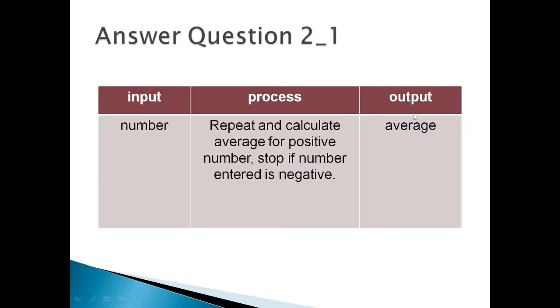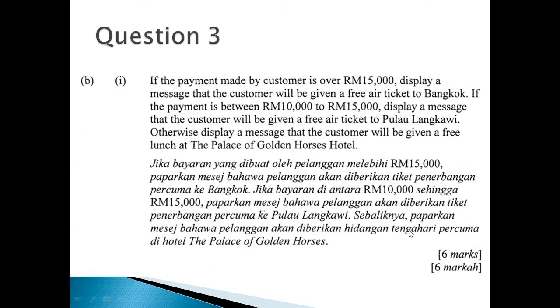Okay, look at the IPO. We have only one input, a number, and then the process: repeat and calculate the average for positive numbers, stop if the number entered is negative. So we will repeat and calculate the average for all positive numbers, and stop if the number entered is negative. And then the output is average. Okay, next, question 3.